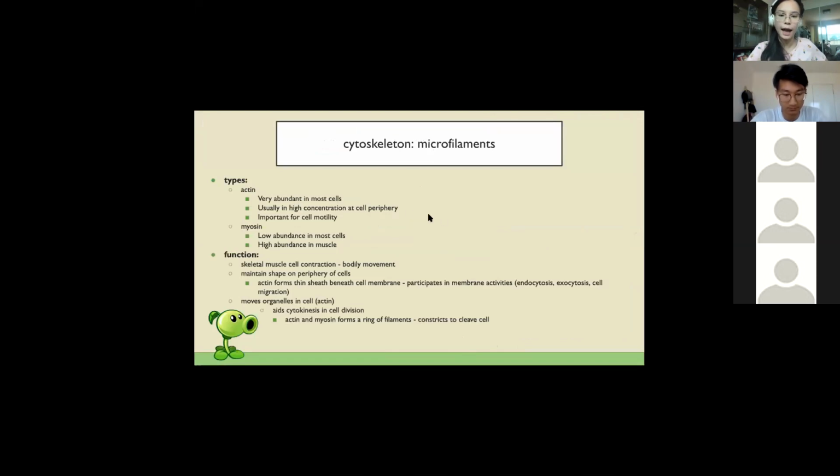Microfilaments, there are 2, actin and myosin, and these will be really important when you learn about skeletal muscle cells because they facilitate muscle cell contraction, which allows your body to move. They also maintain the shape of cells and they move organelles within the cell. They also aid in cytokinesis in cell division, so that's when the cell separates into 2 daughter cells.